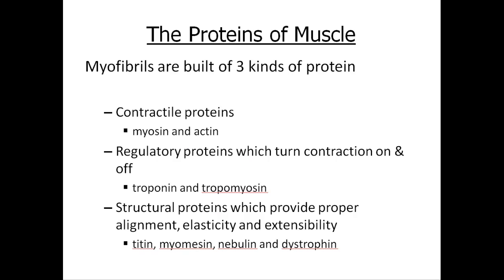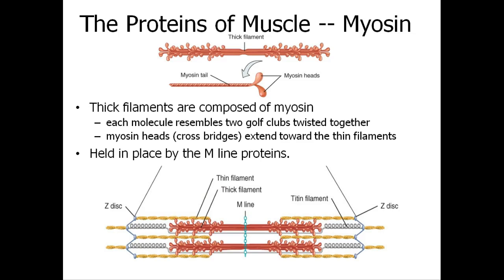So the proteins of muscles. Muscles are built from 3 proteins. We've got contractile proteins like actin and myosin. We've got regulatory proteins which turn the contraction on and off, troponin and tropomyosin. And then you've got structural proteins which provide proper alignment, elasticity and extensibility: titin, myomesin, nebulin and dystrophin. Okay, proteins of the muscle.